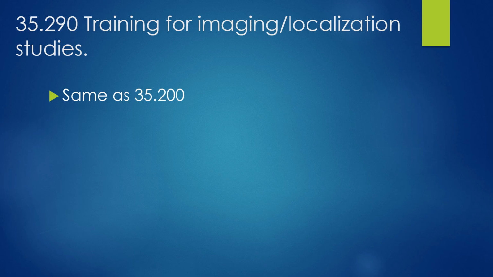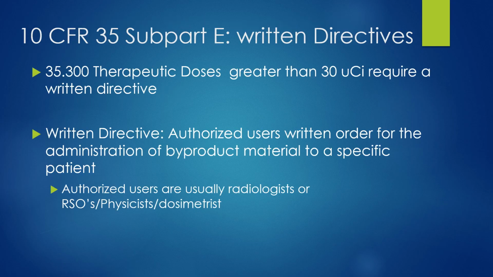10 CFR 35.29 has the training for imaging and localization studies, and this is the same as what we've already discussed. 10 CFR 35 subpart E is where it talks about the written directives. Therapeutic doses greater than 30 microcuries require a written directive. And the written directive is the authorized user's written order for specific administration. It's basically the order for the therapy, but it's a little bit more than the order because it requires more information on it. It's usually the authorized user or the RSO, physicist or dosimetrist who's taking care of that written order, and it has to be very specific to the patient and the dose and amount that they're getting.